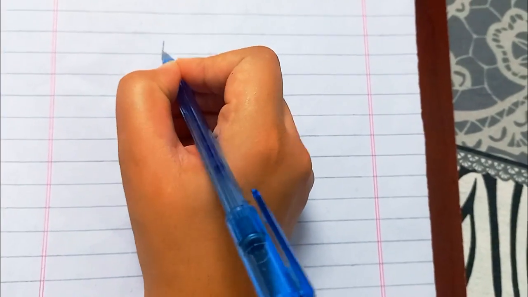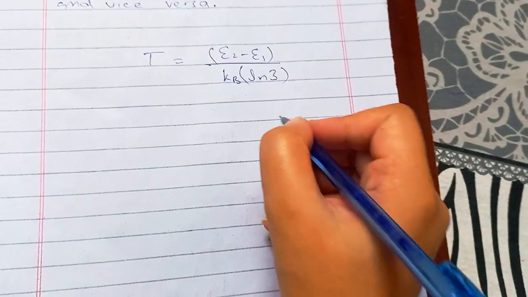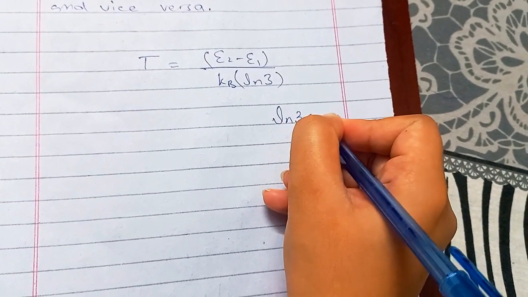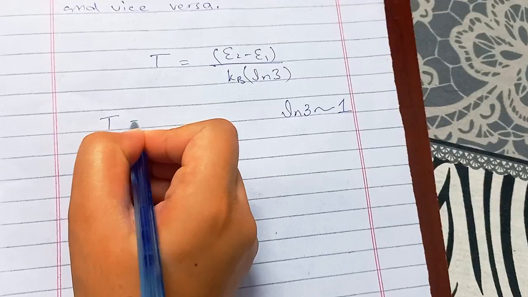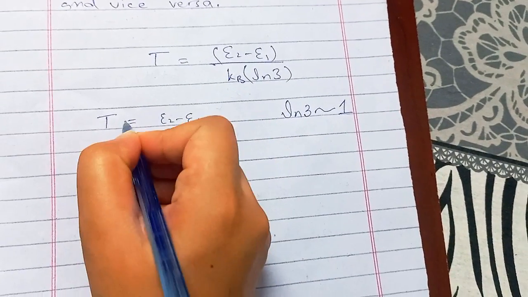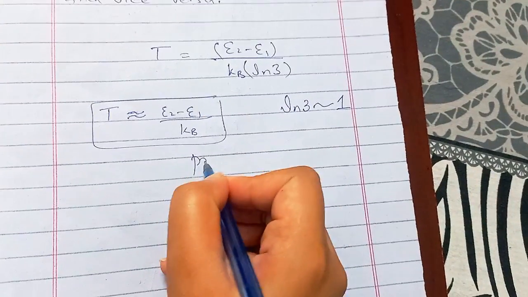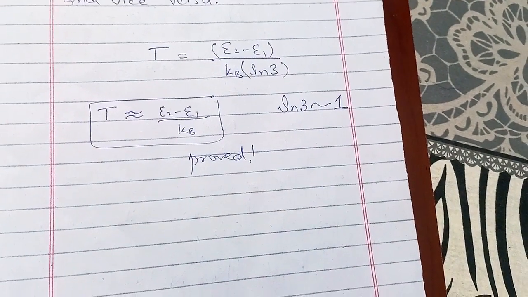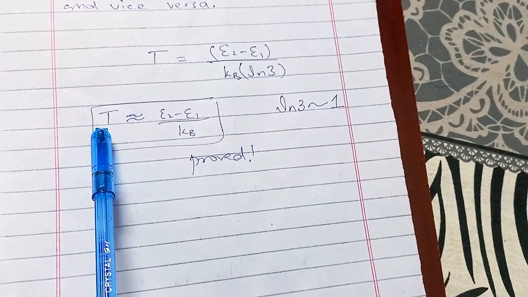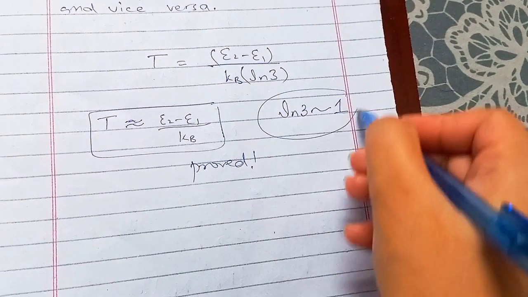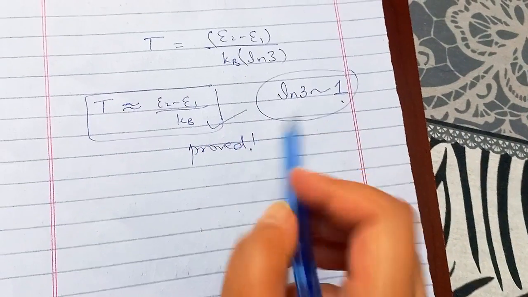So if we take temperature here, it's kB into natural log of 3. Okay, and if you find out the value of natural log of 3, that is approximately equal to 1, we can make that approximation. So now T is approximately (E2-E1)/kB. Okay, that is proved, because what we needed is to say that roughly at which temperature that transition would occur. So roughly we can take natural log of 3 approximately equal to 1, and roughly this is the temperature, and that is proved as well.